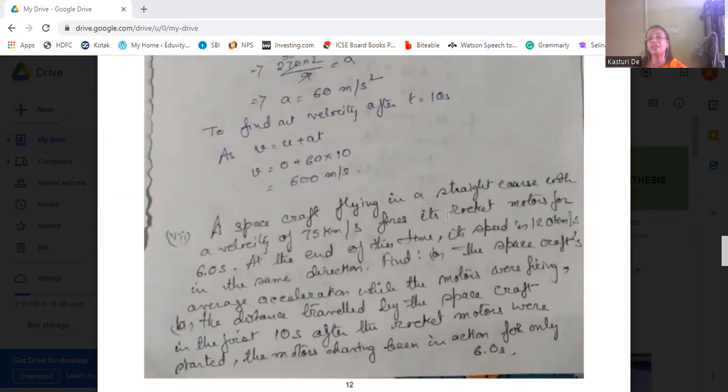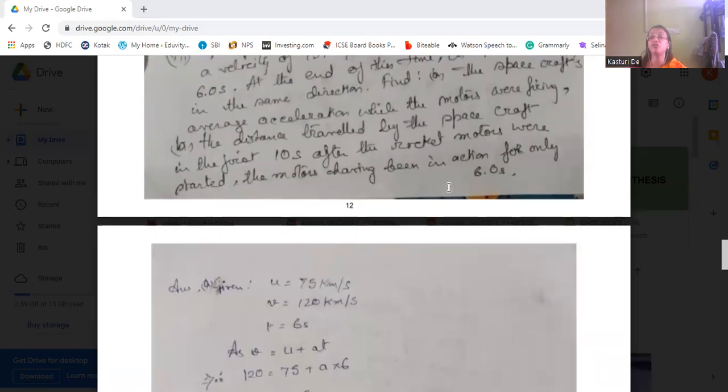Next question. A spacecraft flying in a straight course with a velocity of 75 kilometers per second fires its rocket motors for 6.0 seconds. At the end of this time, its speed is 120 kilometers per second in the same direction. We need to find the spacecraft's average acceleration while the motor was firing. Then the distance traveled by the spacecraft in the first 10 seconds after the rocket motor was started, the motor having been in action for only 6 seconds.